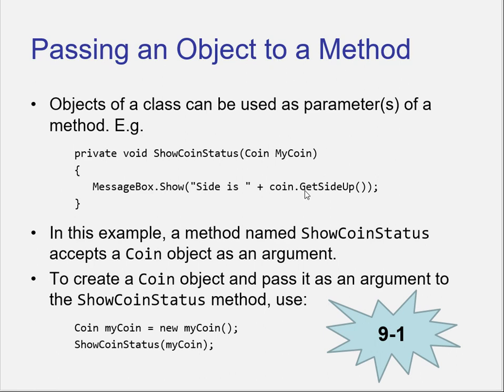And you may remember from the previous slide that we had a value-returning method called getSideUp. So if we created an instance of a coin, it would automatically have access to that method, and we could then return whether it's heads or tails. Now in this example we only defined it as heads, so this would output the message box: side is heads, or head, whatever it happened to be.